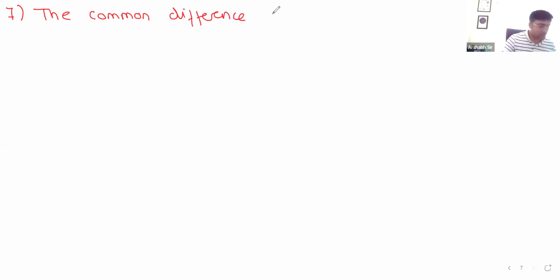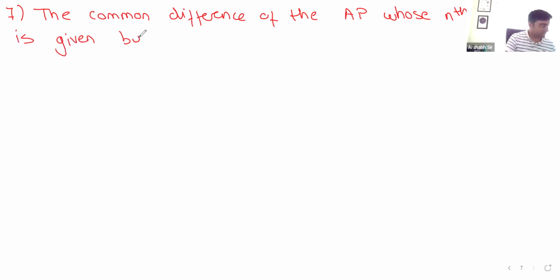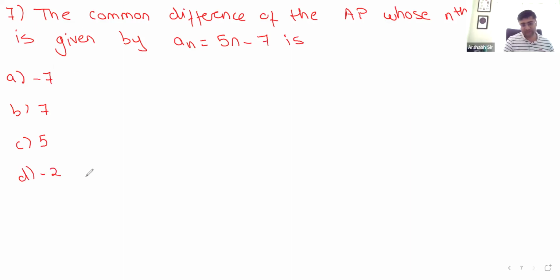All right. Look at the next question. Question number 7. The common difference of the AP whose nth term is given by an is equal to 5n minus 7 is: option A -7, option B 7, option C 5, option D -2. हाँ जी, how will you solve this question? क्या करोगे आप अगर आपको nth term दिया common difference निकालना है तो?